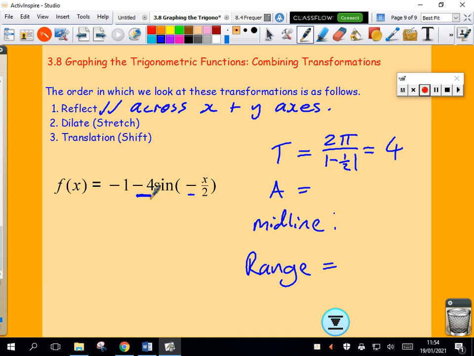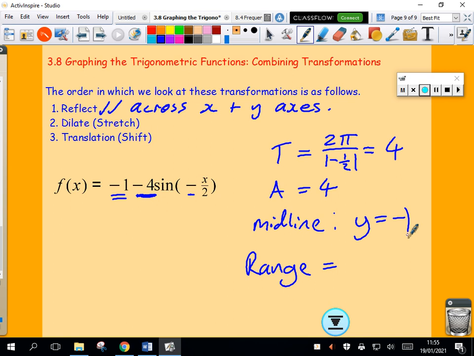The amplitude was a vertical stretch here after the reflection. That negative is telling me the reflection across x. Then stretch it vertically by a scale factor of 4. So my amplitude is going to be 4 times as tall. My midline, well, this is a shift downwards 1 unit. So my midline is going to go to y equals -1.